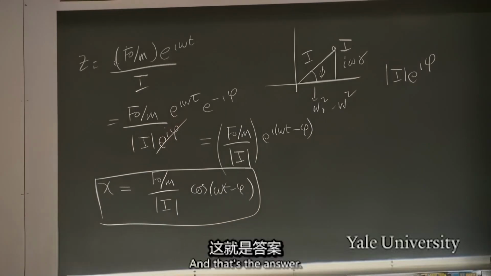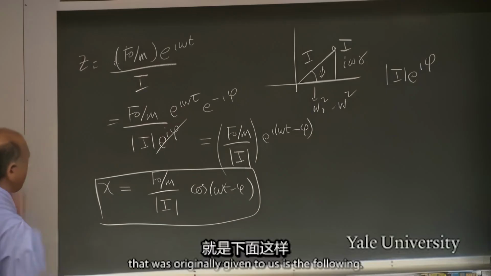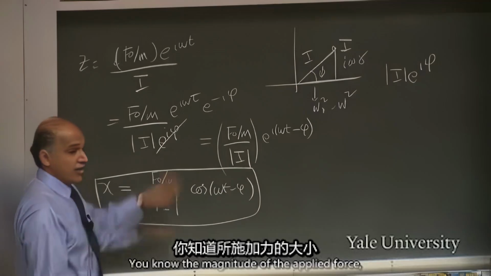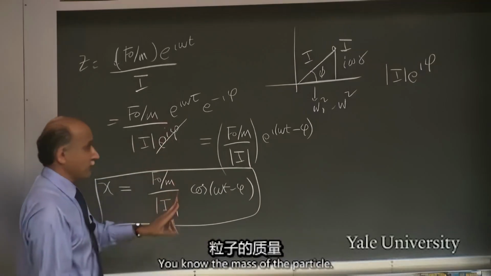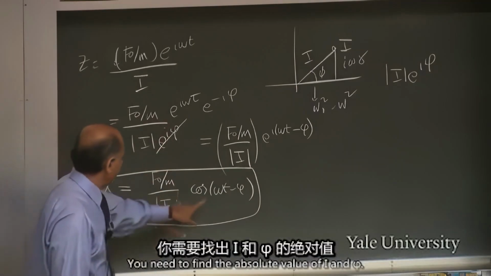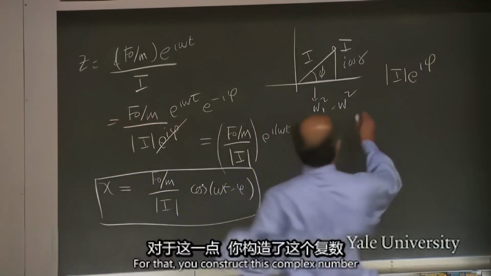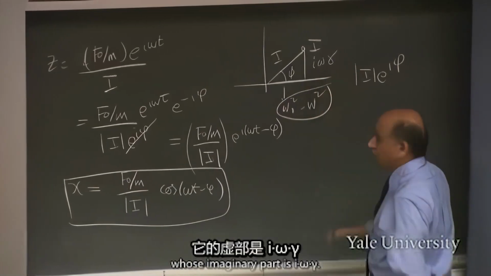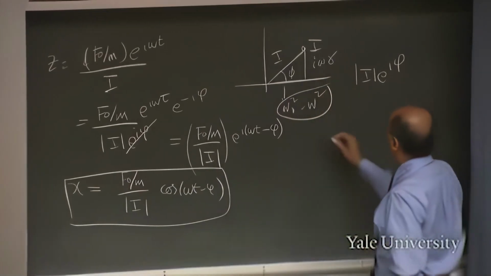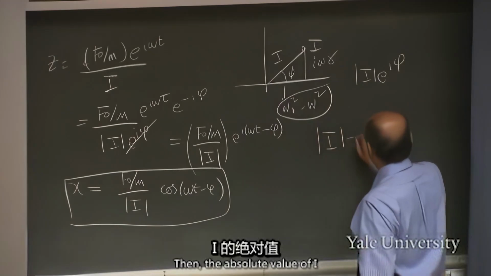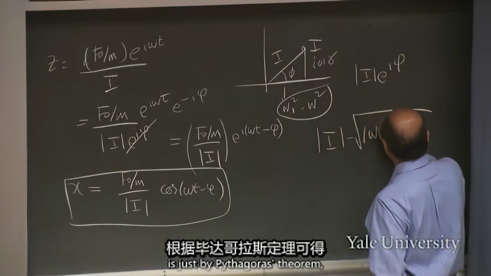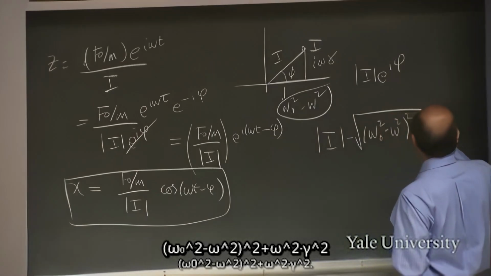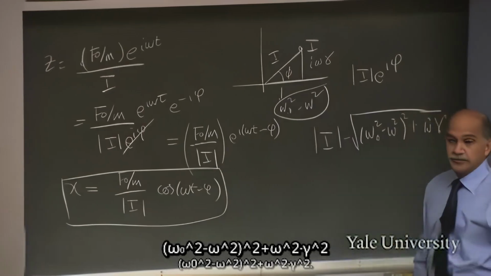And that's the answer. The answer to the problem that was originally given to us is the following. You know the magnitude of the applied force, the amplitude of the applied force. You know the mass of the particle. You need to find this absolute value of I and phi. For that, you construct this complex number whose real part is this, whose imaginary part is i omega gamma. Then the absolute value of I is just, by Pythagoras' theorem, the square root of omega naught square minus omega square, squared, plus omega square gamma square.